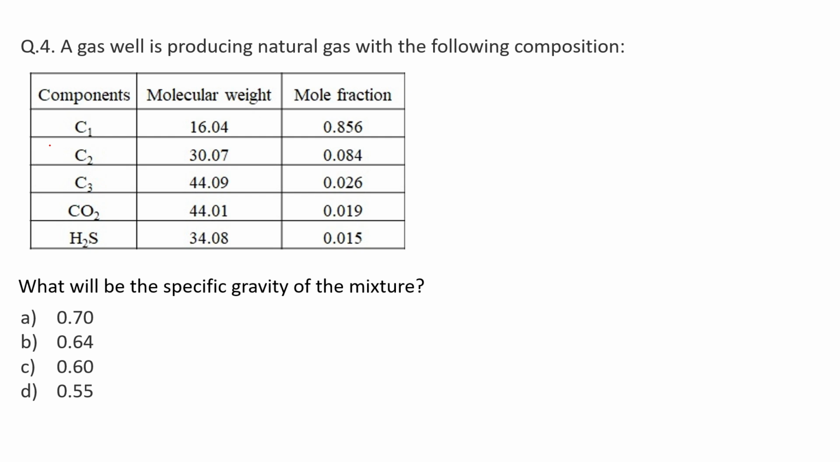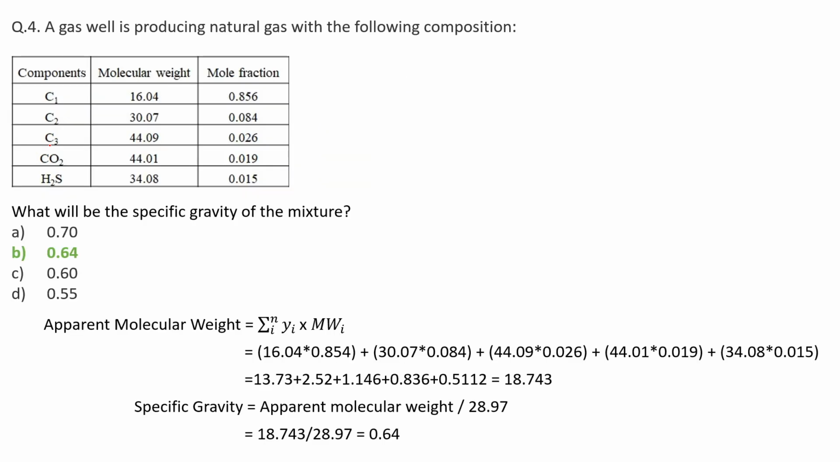To find out the specific gravity of the mixture, first we need to find out the apparent molecular weight. Apparent molecular weight can be found from the molecular weight of each component and the mole fraction in which these components are present. So this is the equation for finding the apparent molecular weight. We multiply the mole fraction with the molecular weight of all the components and then add it up to find the apparent molecular weight.